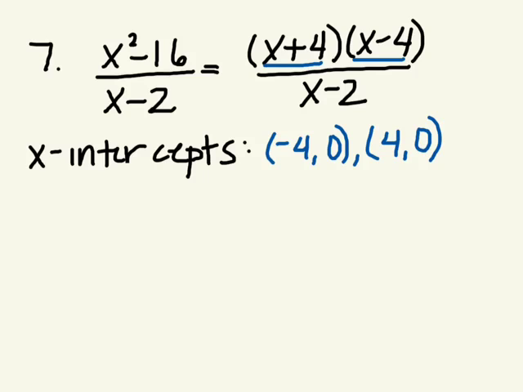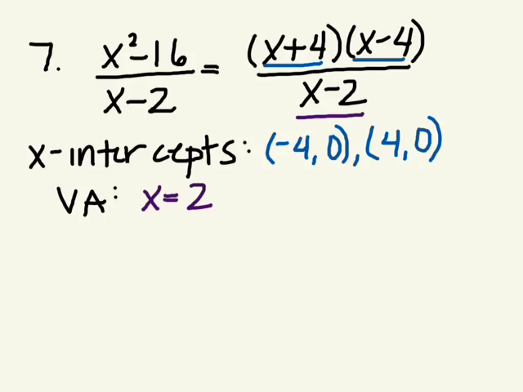And we know that we have a vertical asymptote at x equals -2, and that comes from our denominator, of course. I'm sorry, x equals +2. Since it's x minus 2, we set that equal to 0 and solve. So we have a vertical asymptote at x equals 2.